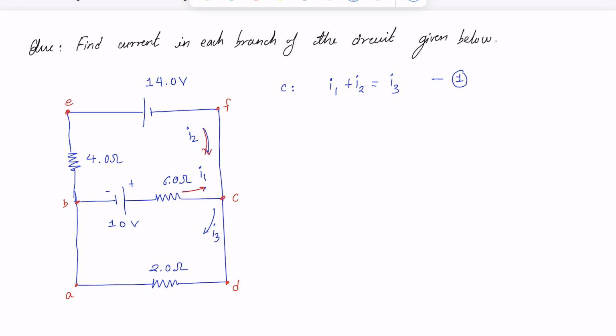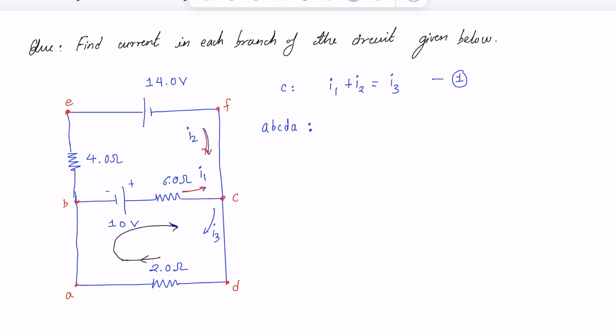Now look at the loop A, B, C, D, A. So from A to B we don't have any element there, but between B and C we have one battery and one resistor of 6.0 ohms. So what I'm doing is I'm going in this direction in this loop, right? This is the direction of travel. Let me make it more visible. Yes, this is the direction of travel in that loop. This is the sense of rotation in that loop.